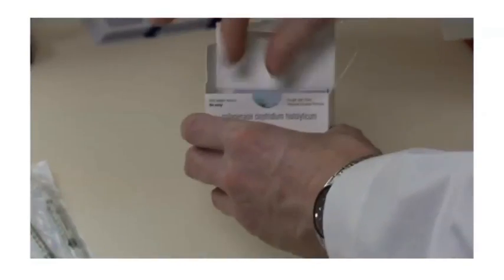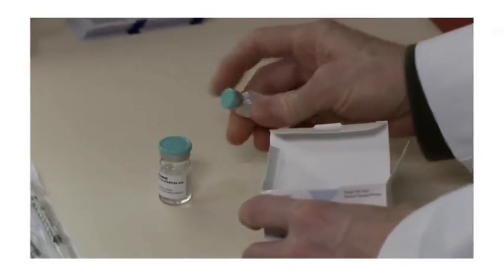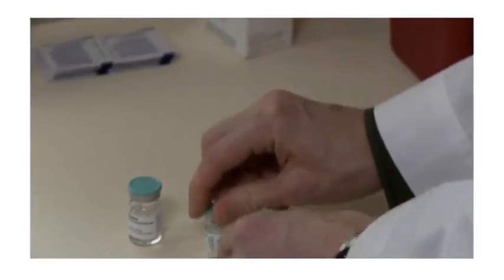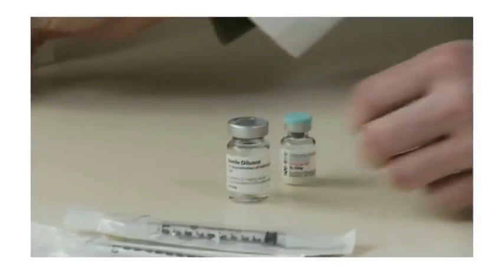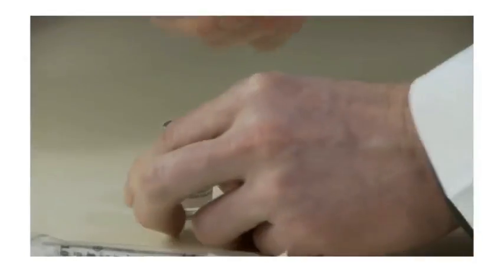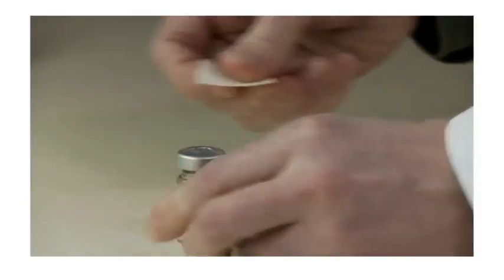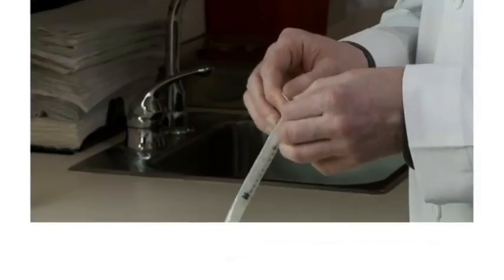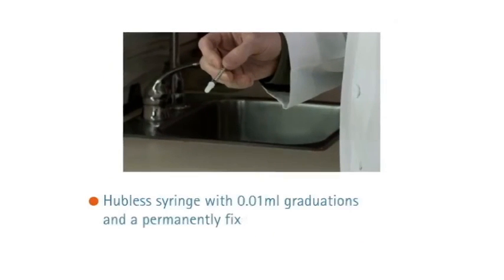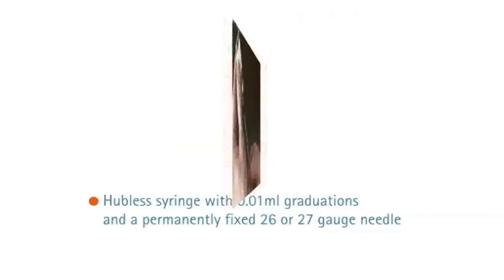All steps for reconstitution of Xiapex should be carried out using aseptic technique with sterile alcohol and in line with current local standard of care. Remove the protective coverings from both vials and swab the rubber stopper and surrounding surface of both vials with sterile alcohol. No other antiseptic should be used. Use a hubless syringe with 0.01 ml graduations and a permanently fixed 26 or 27 gauge needle to withdraw the diluent from the diluent vial.